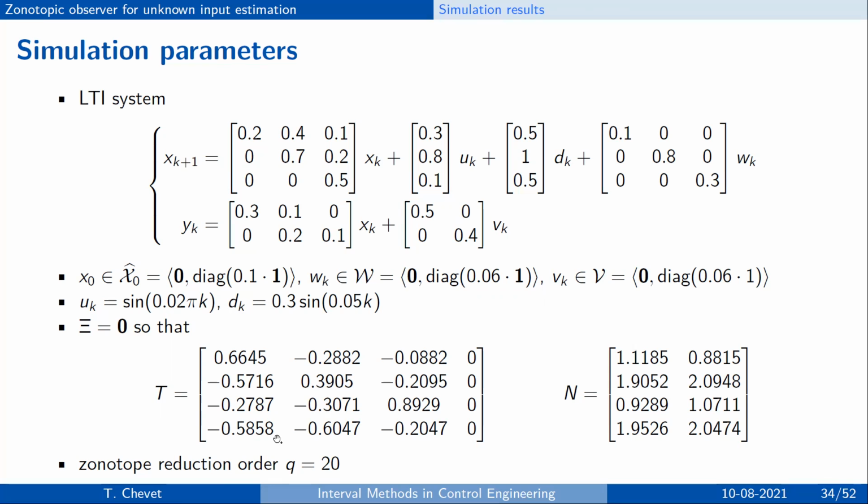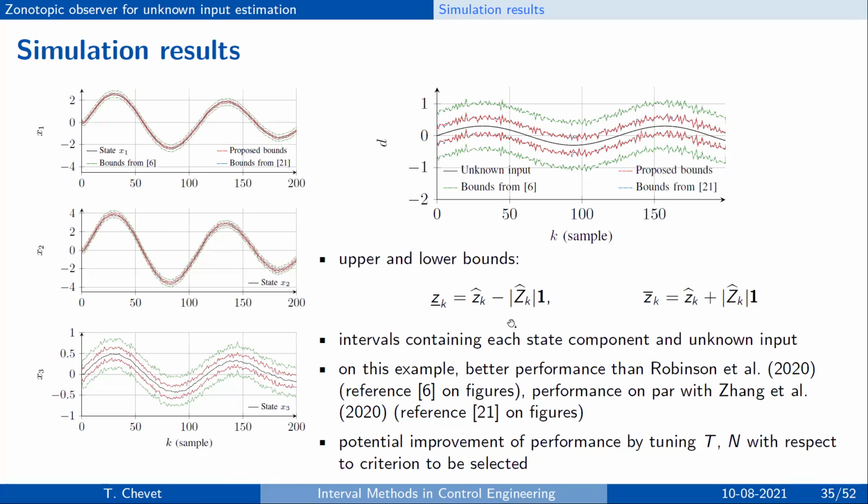By adding and removing the sum of the absolute values of the generators from the center of the estimated zonotope, we have intervals containing each component of the state vector and the unknown input. We see on this example that we have better performance than a strategy splitting the system into two subsystems, but that is expected because, as I said, this strategy introduces additional uncertainty due to the change of coordinates.